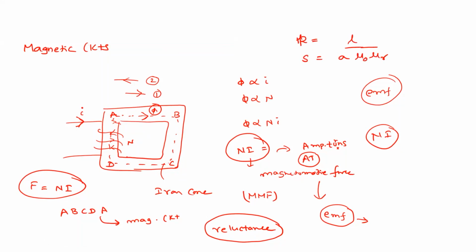Where L is the length of the magnetic circuit. So here, for example, this ABCDA, whatever this length is, that is the length of the magnetic circuit, and A is the cross-sectional area of the magnetic core.